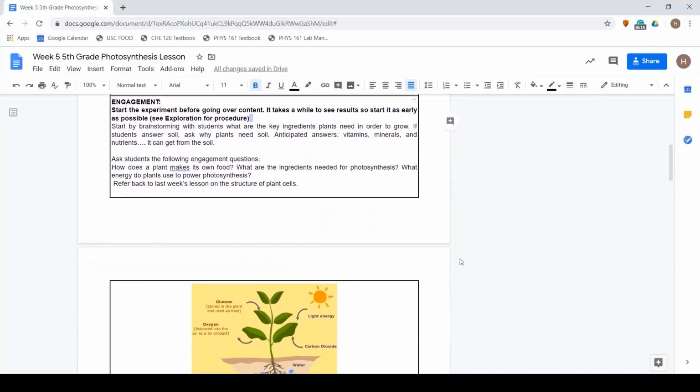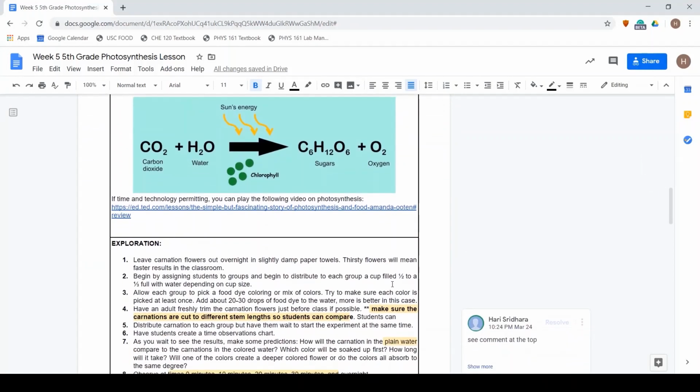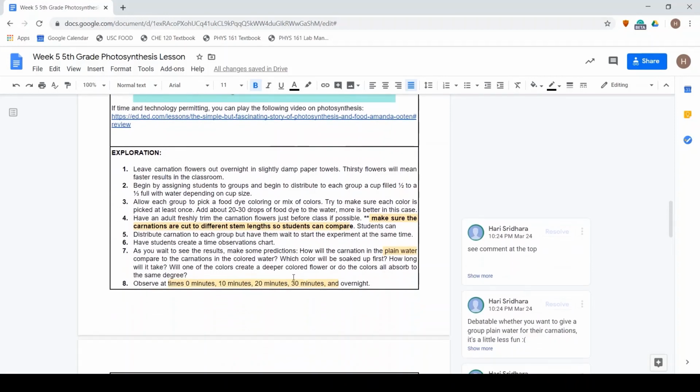Moving on, let's take a look at exploration. A lot of these pictures are fairly self-explanatory. You can talk through them or play a video or something to kind of get the idea across to your students. But I want to look at procedure bullet point number 8.